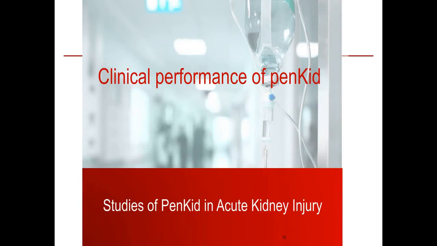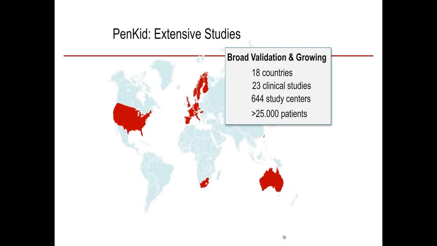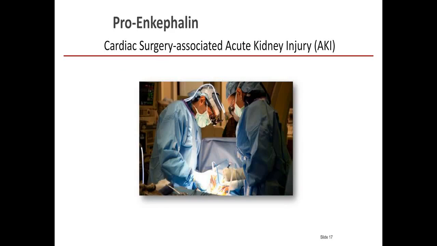Well, let's now look at some studies of PENK kit in acute kidney injury. First of all, let's just put this on the table: you may be hearing this for the first time, but there is broad validation, and it is growing. There are studies in 18 countries, 23 clinical studies, almost 700 study centers, and over 25,000 patients have been studied already. So this is not a Johnny-come-lately biomarker.